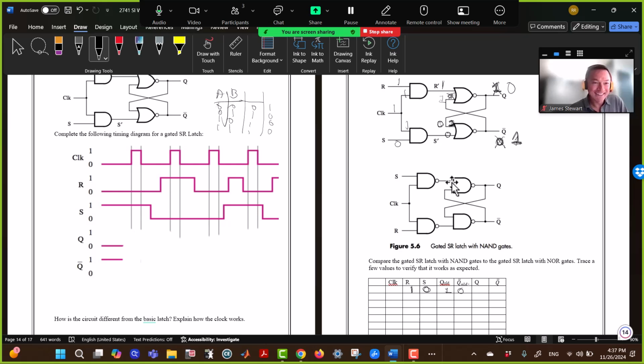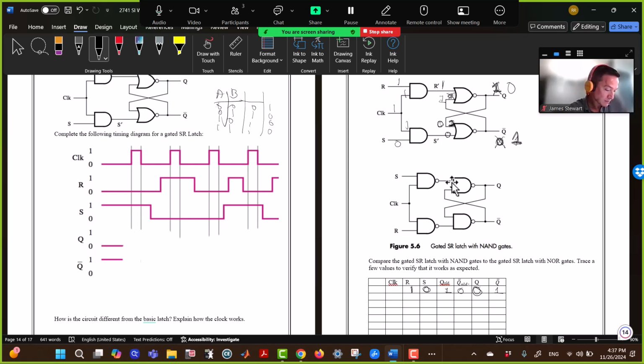And so now I have a 1 and a 1, and I get a 0, and now nothing is going to change. So now it's settled down. My output of Q is 0, and my Q bar is 1, which is what I would expect from having R 1 and S 0. That's what I'm supposed to get.